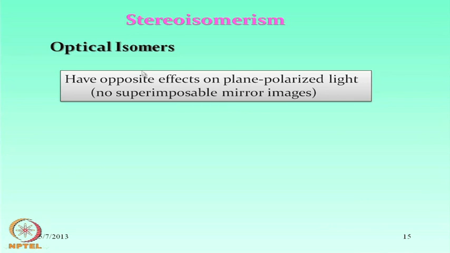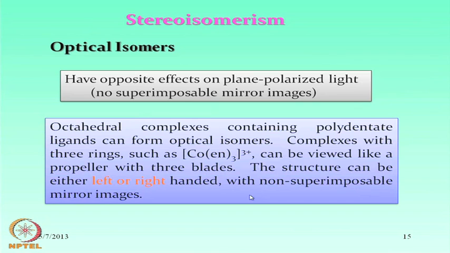That means one particular isomer can rotate the plane of polarization in one direction, and the other isomer can rotate the plane of polarization in the opposite direction. These 2 isomers are not superimposable on each other, and they do not have a mirror image which can be superimposed on the other molecule. So, octahedral complexes containing polydentate ligands, particularly bidentate ligands.